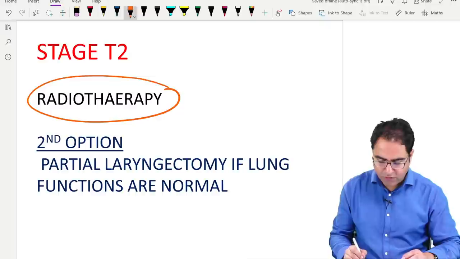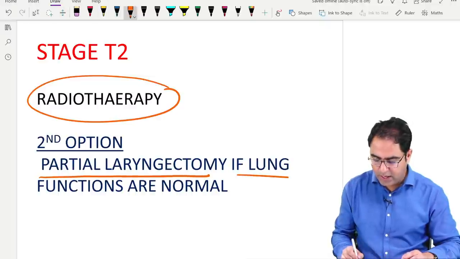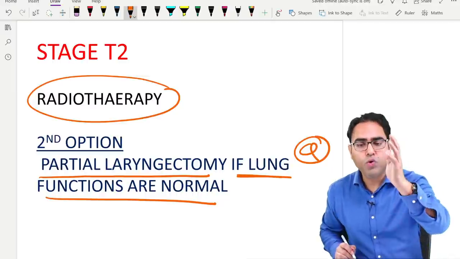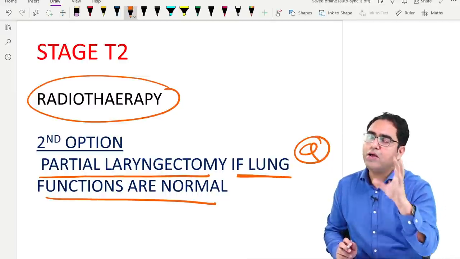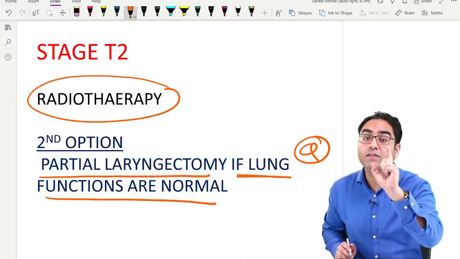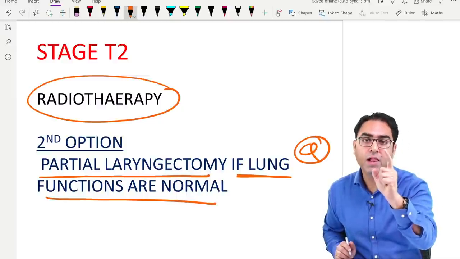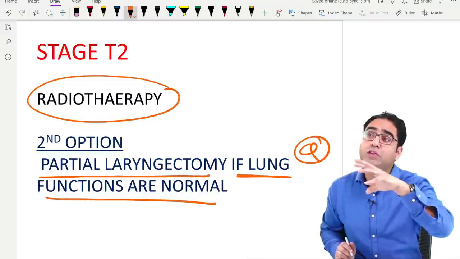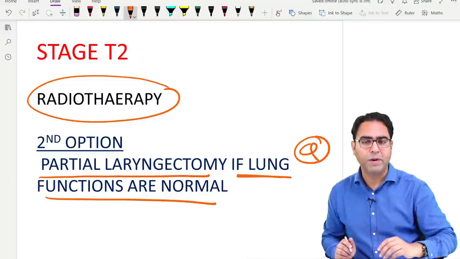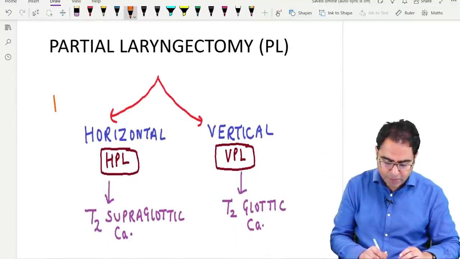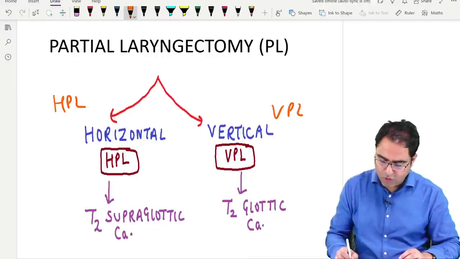The second best option is partial laryngectomy if lung functions are normal, INI CET question. T2 goes for radiotherapy, but if lung functions are normal, then you go for partial laryngectomy as a second best option, beta. But lung function normal in a patient with cancer and smoking history? Generally, he's got COPD also, beta. Partial laryngectomy is of two types, beta, HPL, VPL.